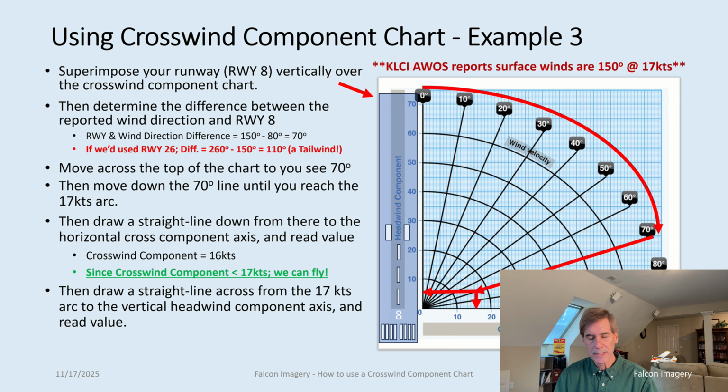Again, we'll then draw a straight line across from the 17 knot arc to the vertical headwind component axis and read that value. And we see we have a headwind component of 15 knots. So again, these conditions are great to fly, taking off on runway 8.